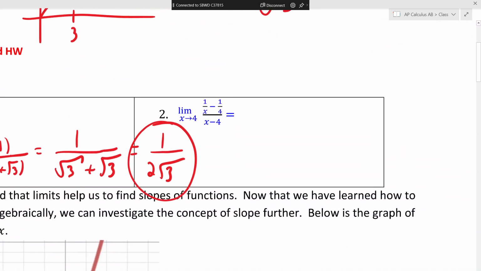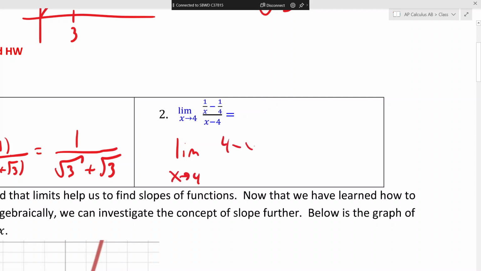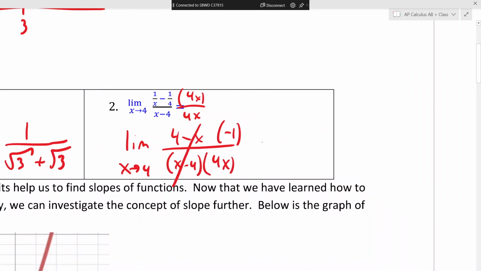All right. Let's get rid of that. This one, everybody knows, is going to become 4 minus x over x minus 4 times 4x. We're all there. And again, you can do it in your head, I'm hoping, but that's just us multiplying by these 4x's here. These are going to cancel out. They leave a negative 1 because it's reverse subtraction there. And that gives me negative 1 over 16.